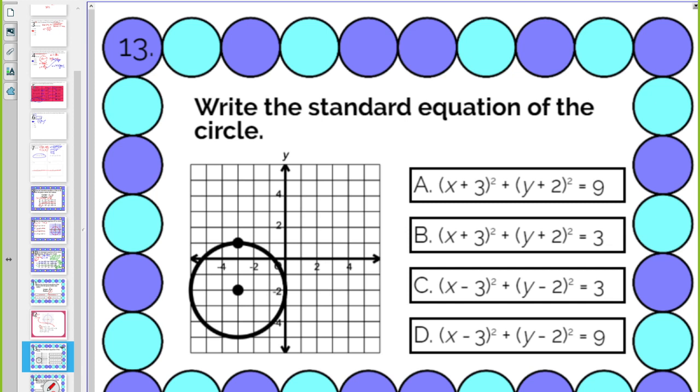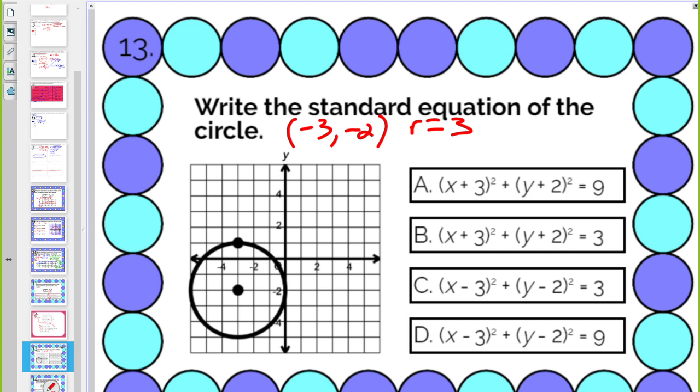Write the standard equation of the circle, alright? This is what, -3, -2 is the center. The radius you can just count. This is one too. And I guess now we're back in order. I must have dragged the slide by mistake at the beginning.